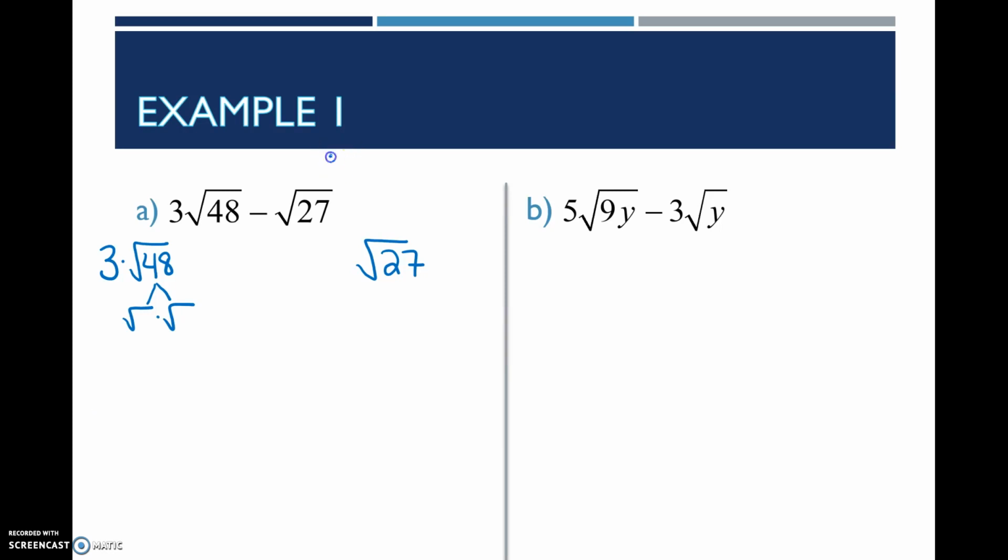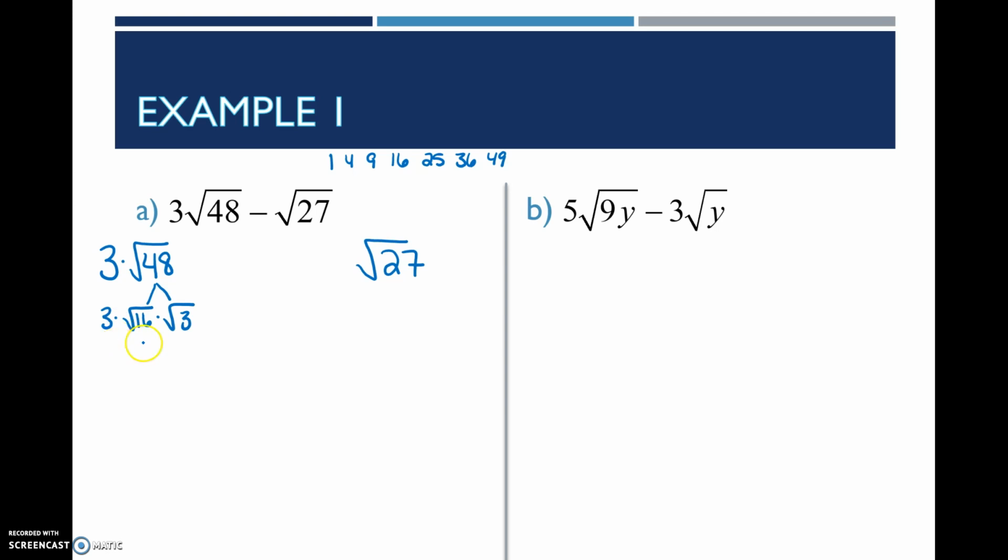Remember, our perfect squares are 1, 4, 9, 16, 25, 36, 49. I think that should be enough. I think 4 works. Anytime 4 works, helpful hint, check 16. 16 works, because if 4 works, 16 often also works. You can split 48 into 16 times 3. Don't forget that you still have a 3 in front of all of this.